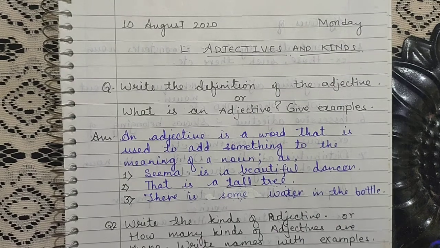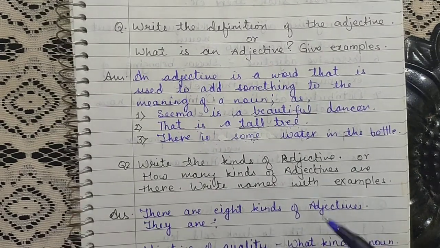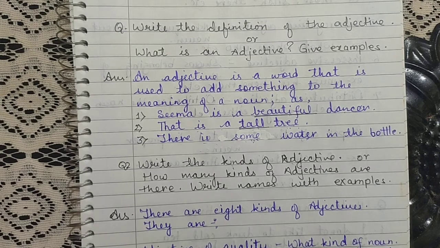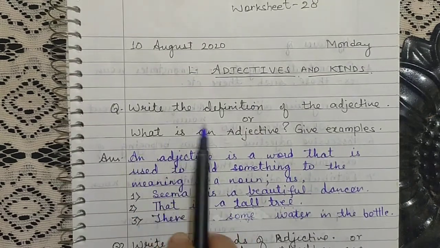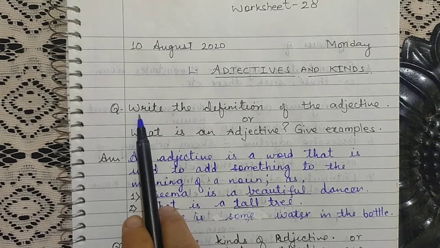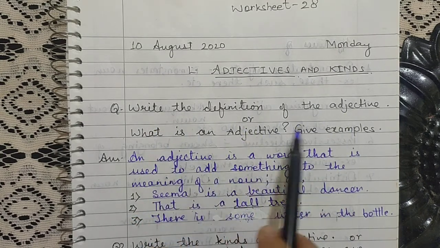Now, let's study the kinds of adjectives one by one: how many kinds of adjectives are there, and what are those kinds. Now here, children, you can see that I have written two questions. First question is, write the definition of the adjective, or what is an adjective, give examples.